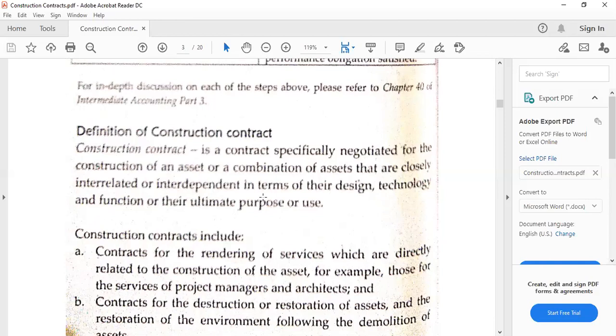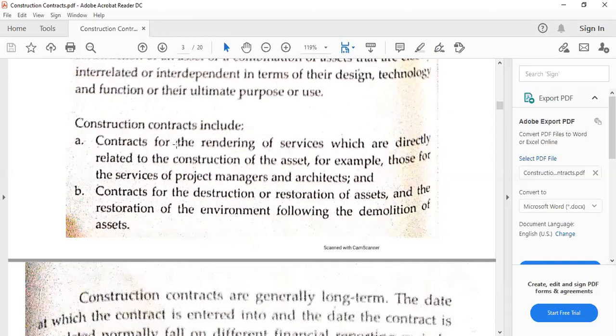And then normally a construction contract is a long-term contract in which the contractor or construction company is tasked or in charge with construction of assets or a combination of assets for a fee, and the consumer or buyer or customer will be paying that fee, also known as the contract fee, to the contractor or construction company.